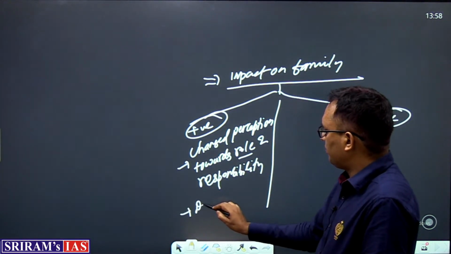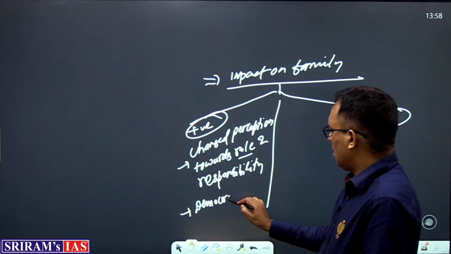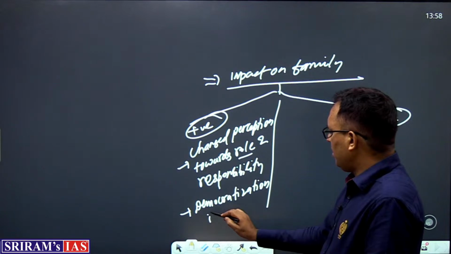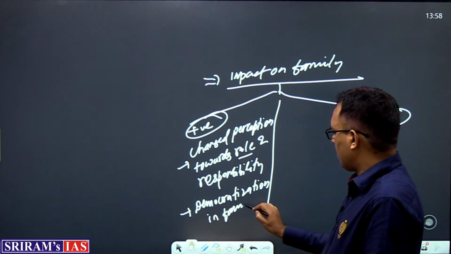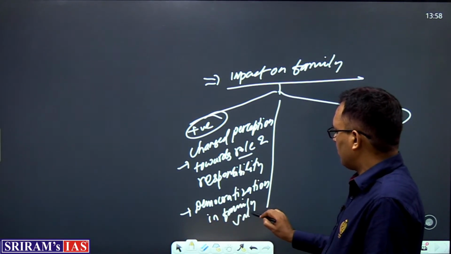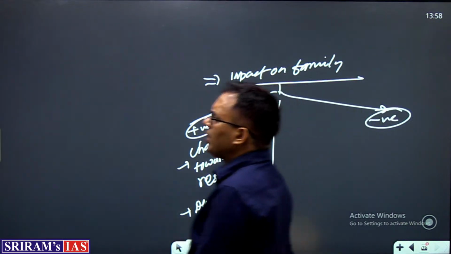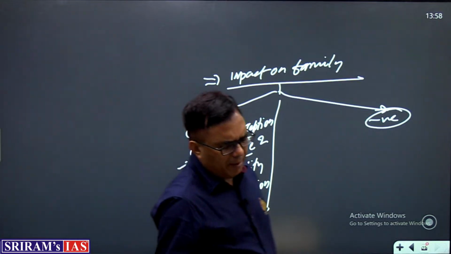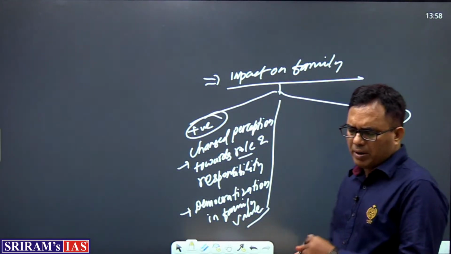One more, democratization in family value. As a result of global culture or a more liberal culture, there has been democratization of family values. That is also considered important. That's a good one.